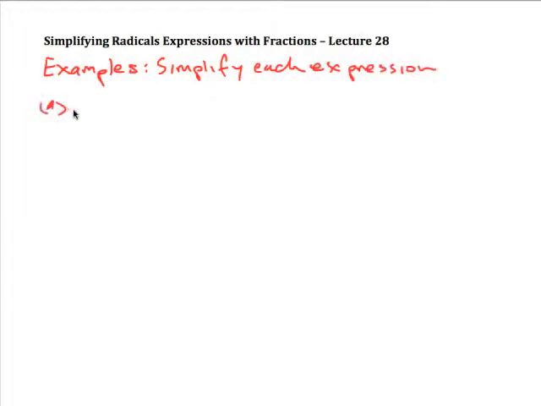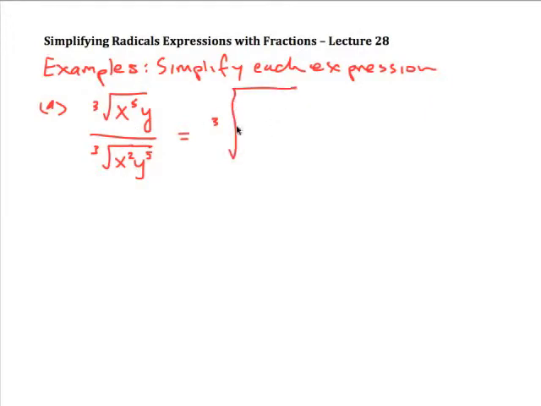Right, part A. Let's suppose we want to simplify the cube root of x to the fifth y over the cube root of x squared y to the 5. Now with this one here we have the cube root, so we can use our rule for quotients. This will be the cube root of x to the 5 y over x squared y to the 5.